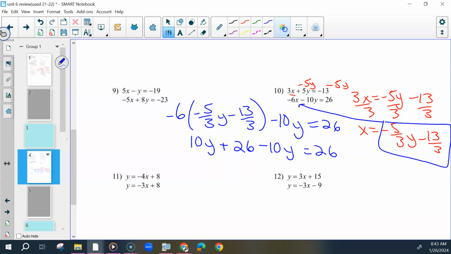So when we combine our like terms, what happens? They cancel, and it wouldn't be no solution because they're the same. It would be infinitely many. If they were two different numbers, it would be no solution.